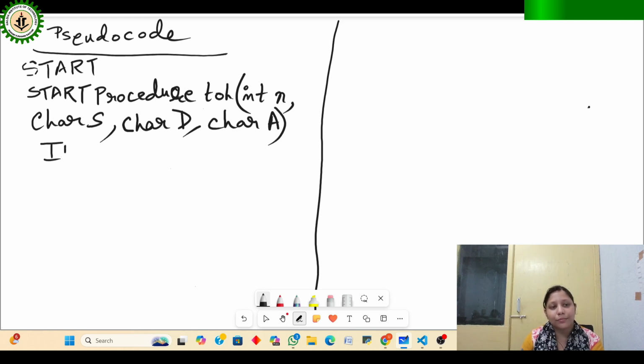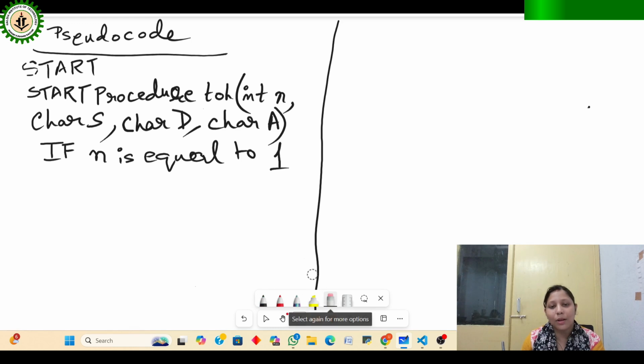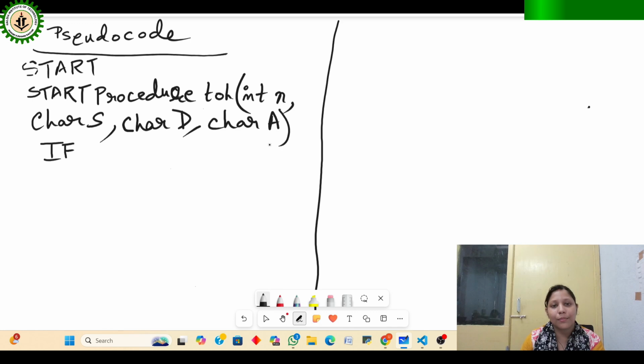if n is equal to 1, or you can just simply write if n equal to 1. This is the base case. Now Tower of Hanoi is basically a recursive way.